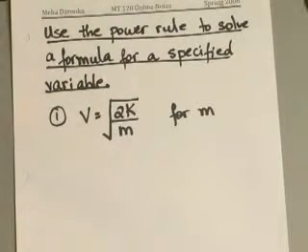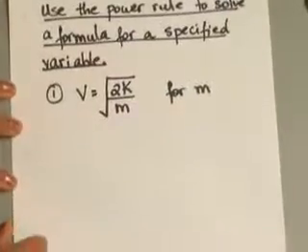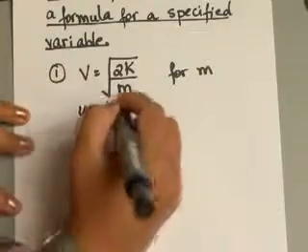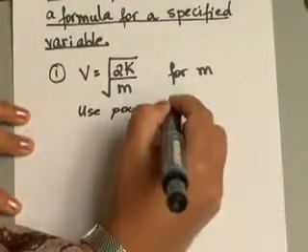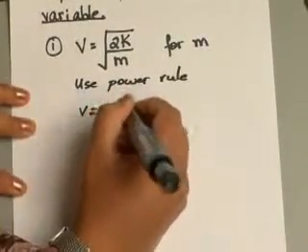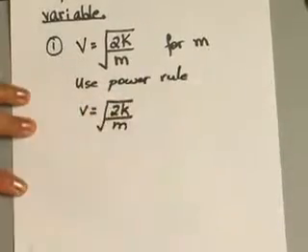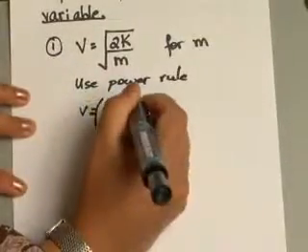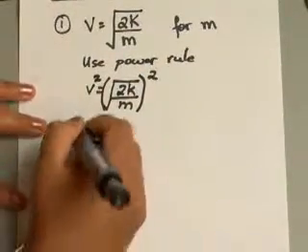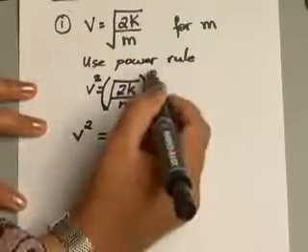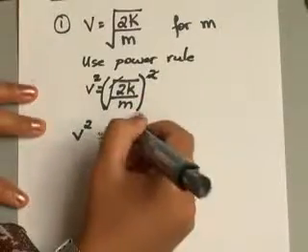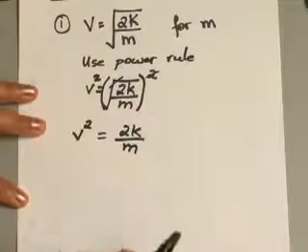So the first thing you will start by doing is applying the power rule. You can see that your radical term is on one side, so start by using the power rule, and that will give us, since it's a square root, you will go ahead and square both sides of your equation, and you will end up with v square equals, again, the square cancels out the square root, and you're left with 2k over m.